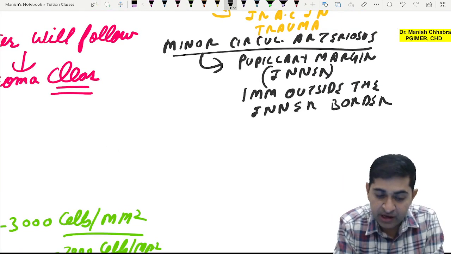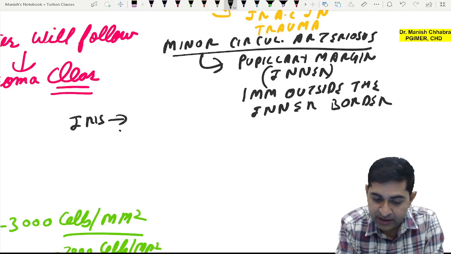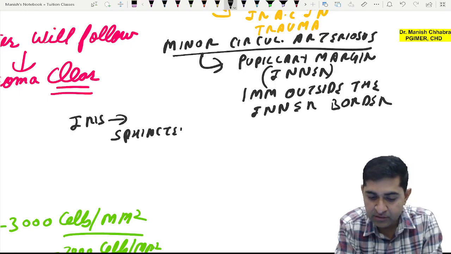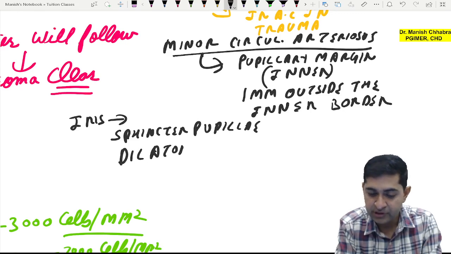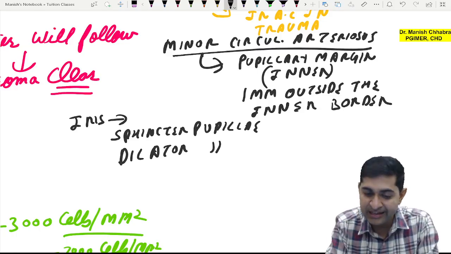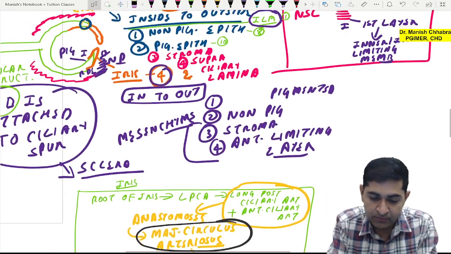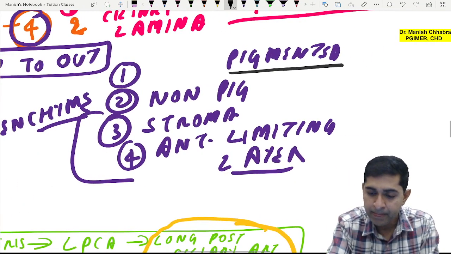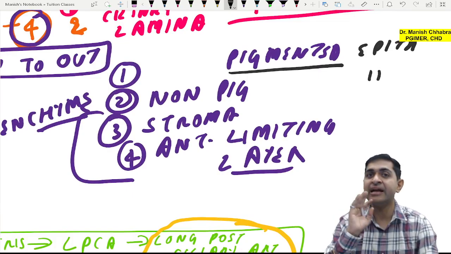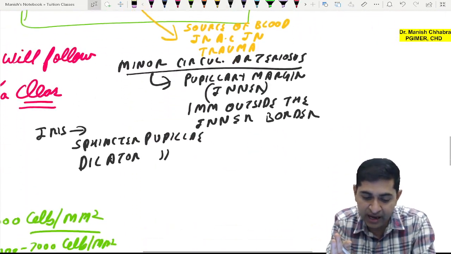Now if we are doing the iris, the iris has got two muscles. One is sphincter pupillae, you have read it in anatomy, yes. Another is dilator pupillae. So these are two muscles. So how many layers of the iris are there? Let's revise one more time. Starting from inside to outside, we have pigmented epithelium, non-pigmented epithelium, stroma and anterior limiting layer. Yes, I hope it is clear. So these are your layers of the iris.